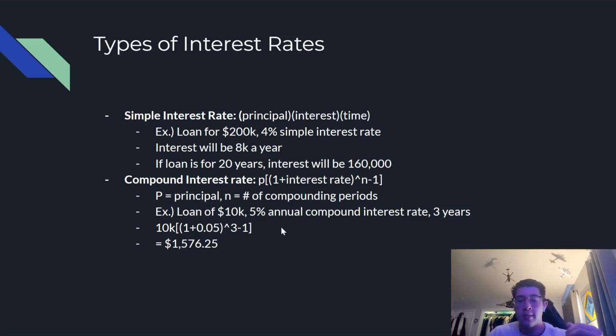Now, it's important to realize here, when you're borrowing money, you don't want a compound interest rate, because what does that mean? Over time, the interest is going to become more and more, and you're going to have to be paying more and more, right? When you're investing money, you do want a compound interest rate. So when you're borrowing, you want a simple interest rate at the lowest possible rate, and when you're investing money or saving money, you want the highest compound interest rate.